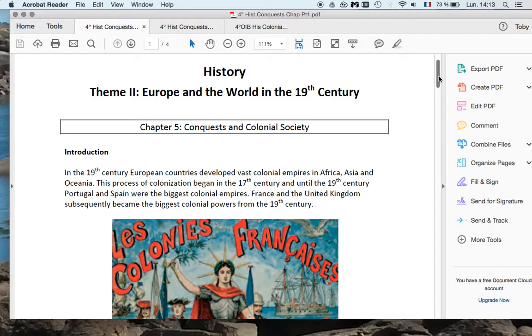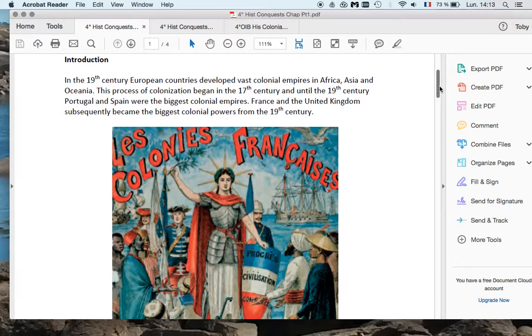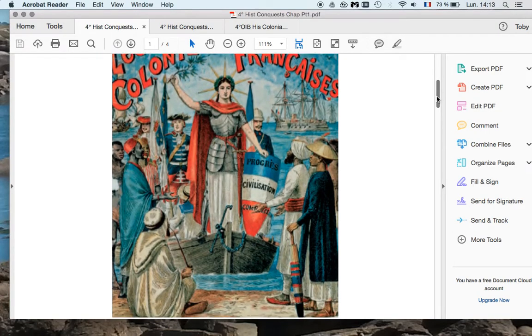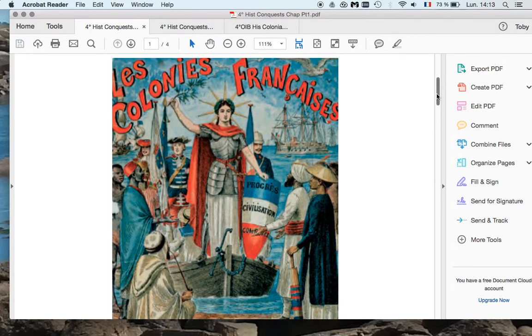What we're going to do this week is to finish off the chapter we started last week, Conquest and Colonial Society. You remember the chapter where we began with this cover of a textbook showing Marianne, the personification of France, coming to the colonies, bringing progress, civilization and commerce with her.